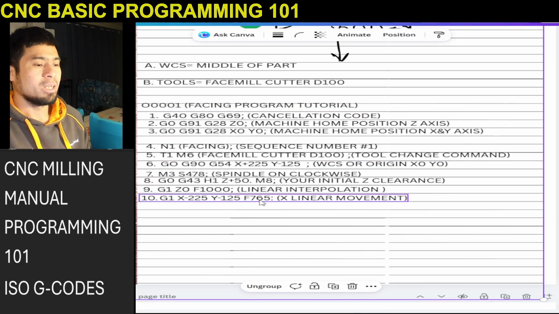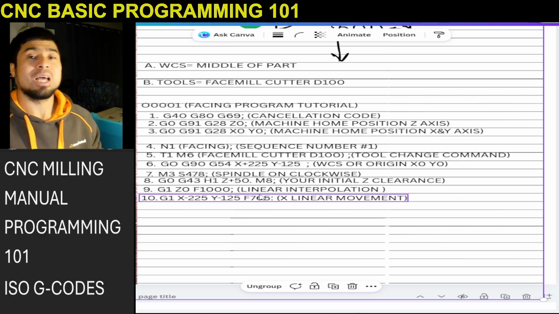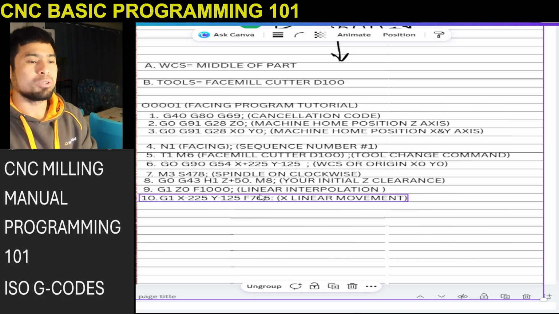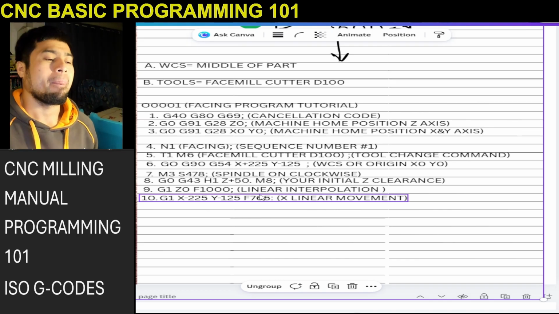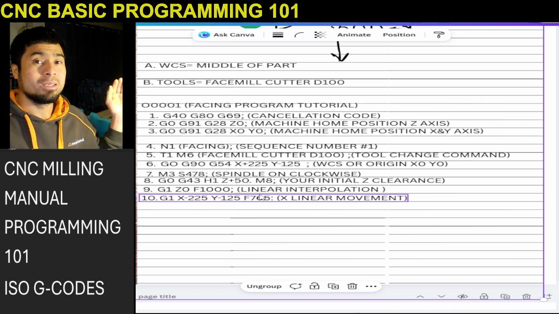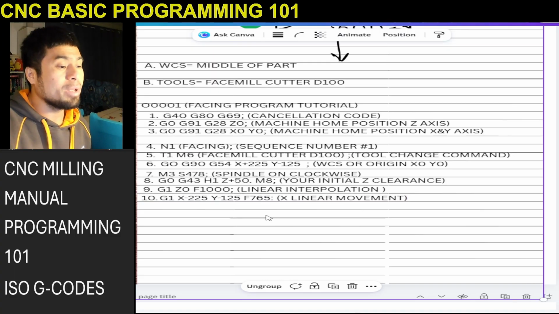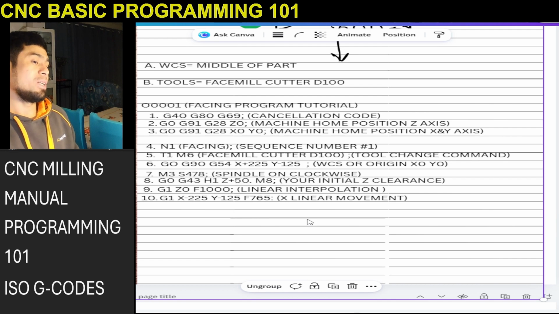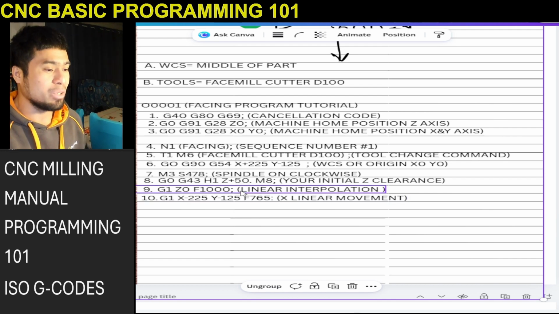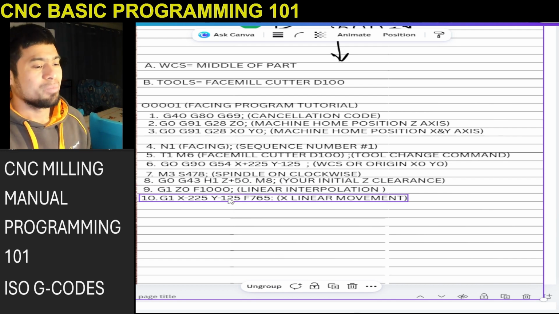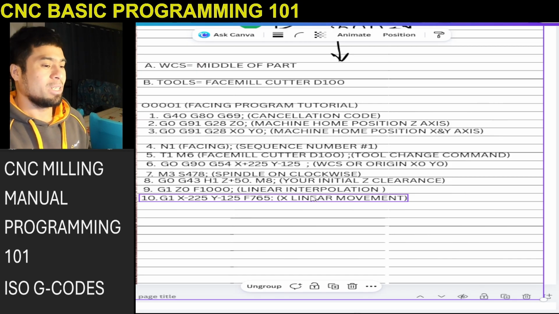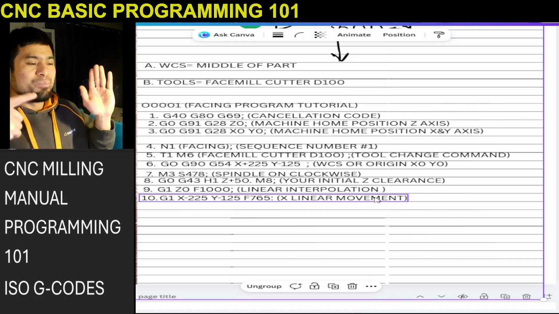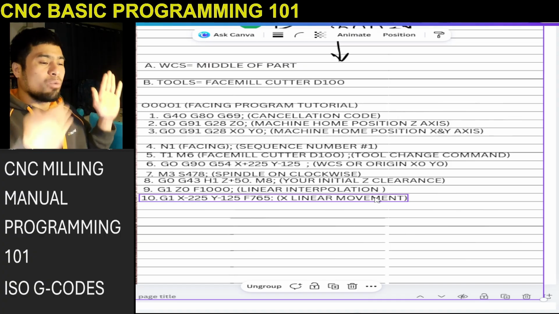And feed rate 765. Where do we get our feed rate? We can put feed rate 1000. We can put feed rate 500. We can put feed rate 2000. But where do we get this feed rate 765? Where did that value come from? So now, we label this as X linear movement. Linear because we move with G1 and feed rate.